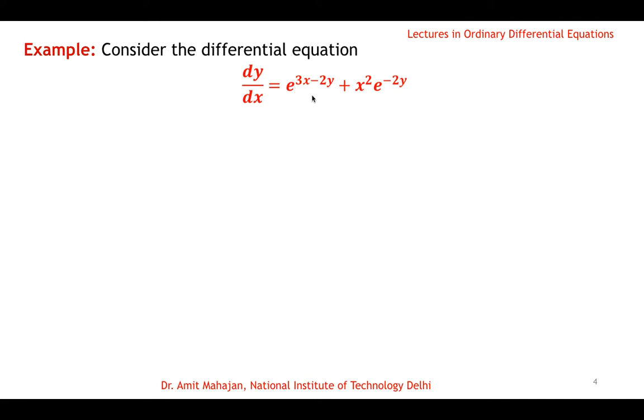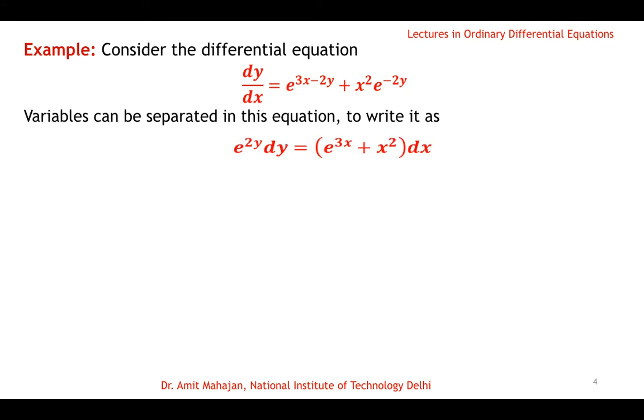You can see that e raised to power minus 2y is in both terms, so you can take e raised to power minus 2y outside, and inside we will have e raised to power 3x plus x squared. Then you can take e^(2y) to the other side and take dx to the right hand side. So this equation can be written as e^(2y) dy is equal to (e^(3x) plus x squared) dx.